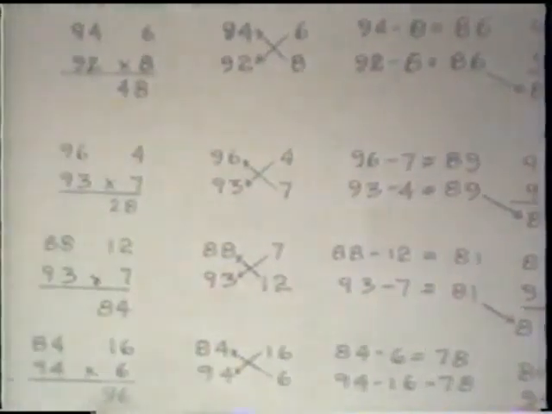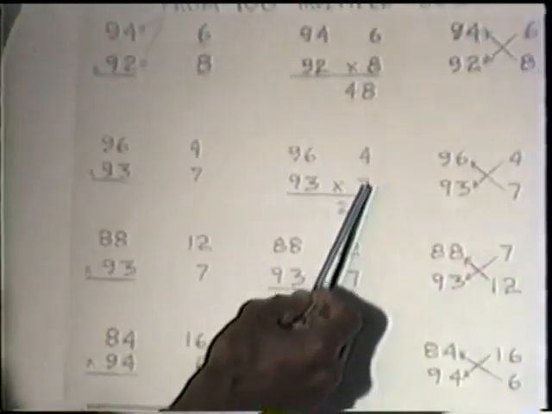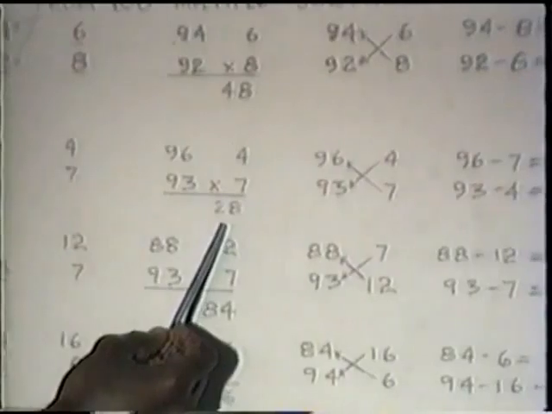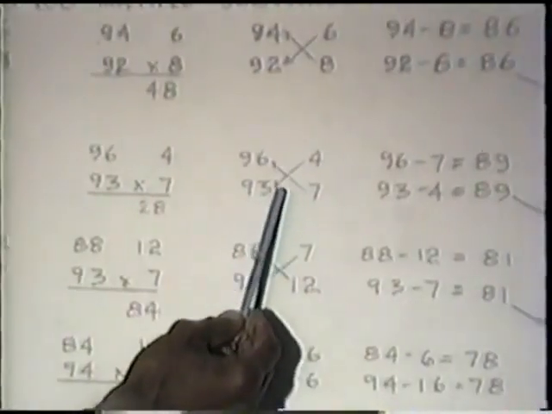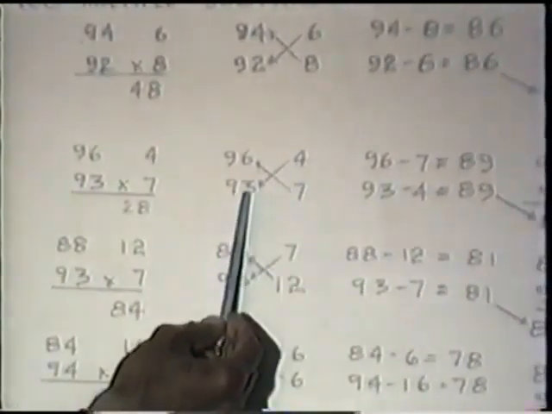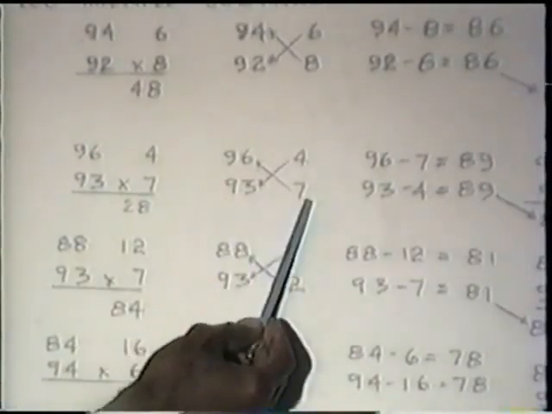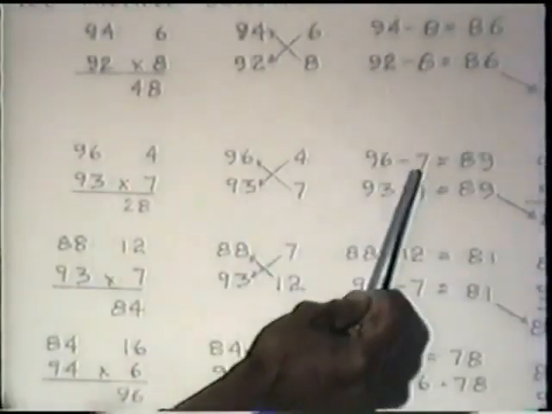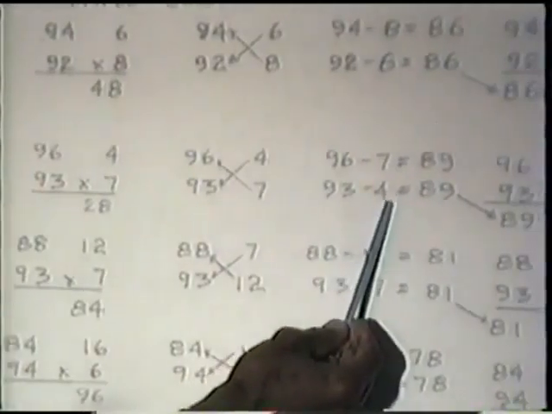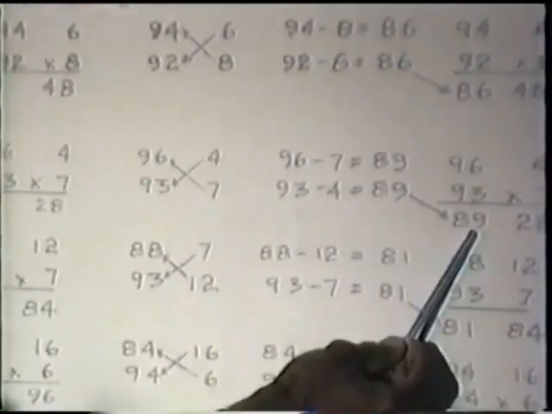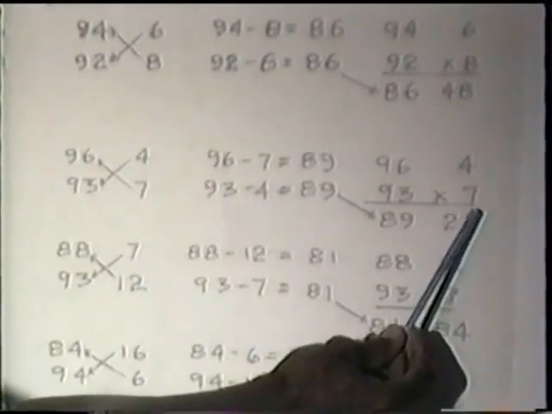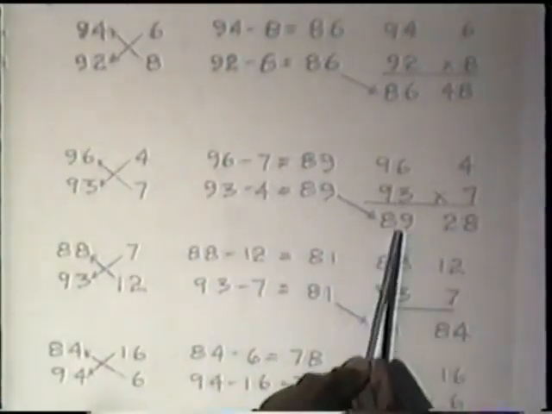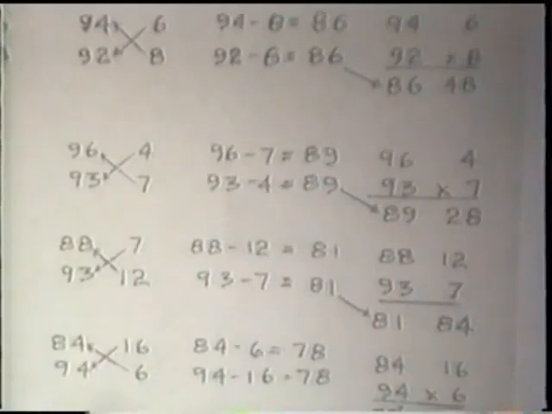The problem is 93 times 96. How far is 96 from 100? 4. How far is 93 from 100? 7. 7 times 4, we multiply those numbers. 7 times 4 is 28. Then, the third step again, we cross subtract. 4 from 93 and 7 from 96. 7 from 96 is 89. 4 from 93 is 89. We bring down the 89. 7 times 4 was 28. The answer is 8,928.